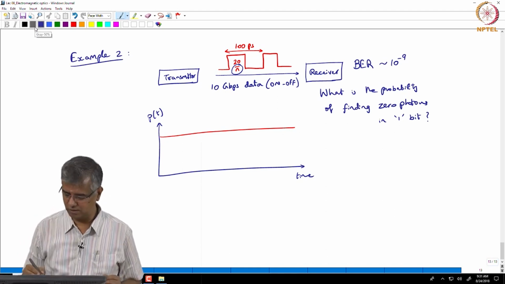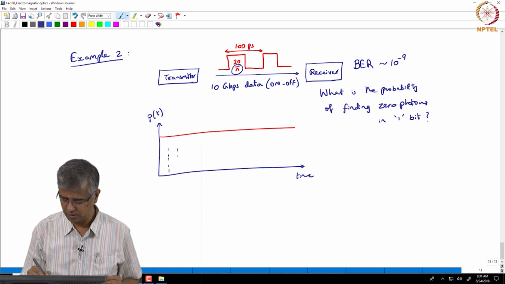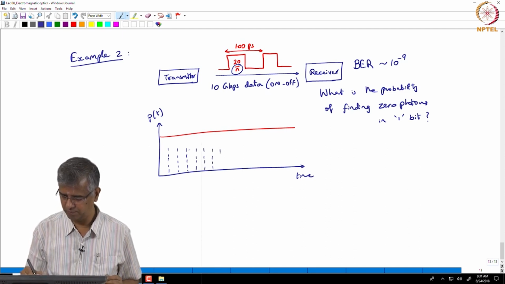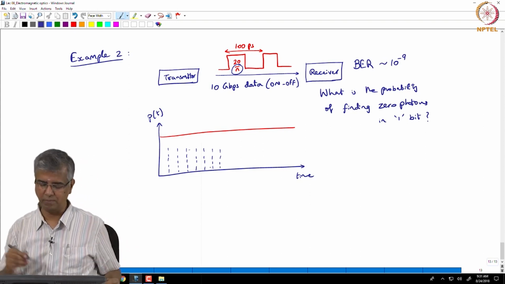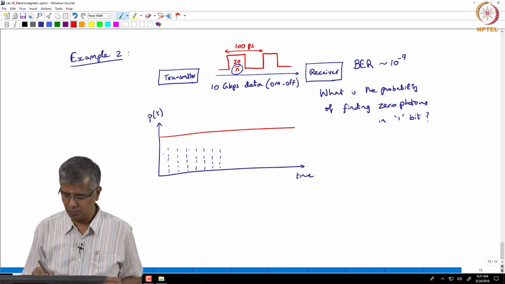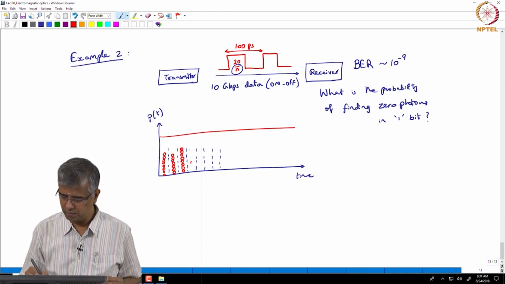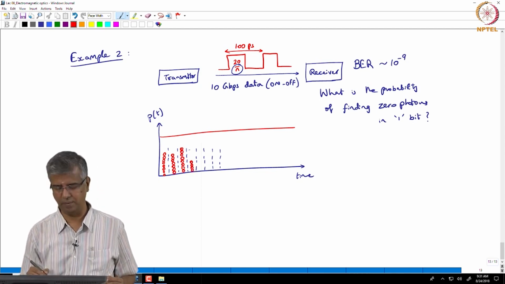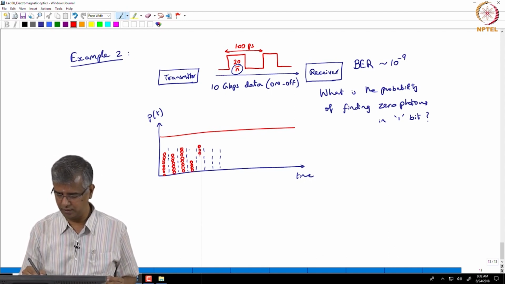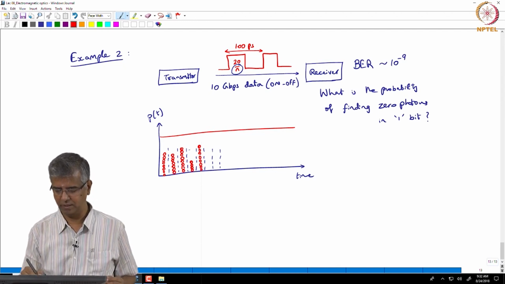Actually not, because if you look at smaller sections in time, especially if you go down to the time scales that we were projecting in the previous case, you will find that in this time slot so many photons came, in this time slot maybe a few more photons came, and maybe you would have a time slot where only a few photons came, and then another time slot where many more photons came, and so on.